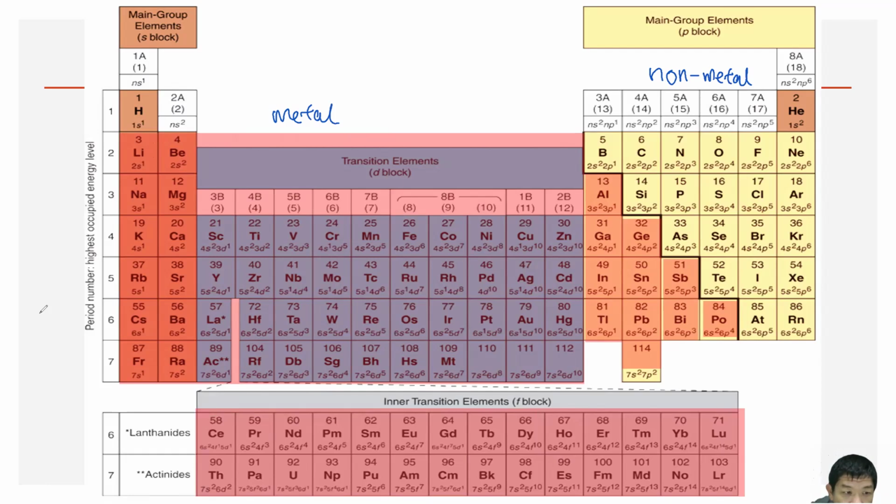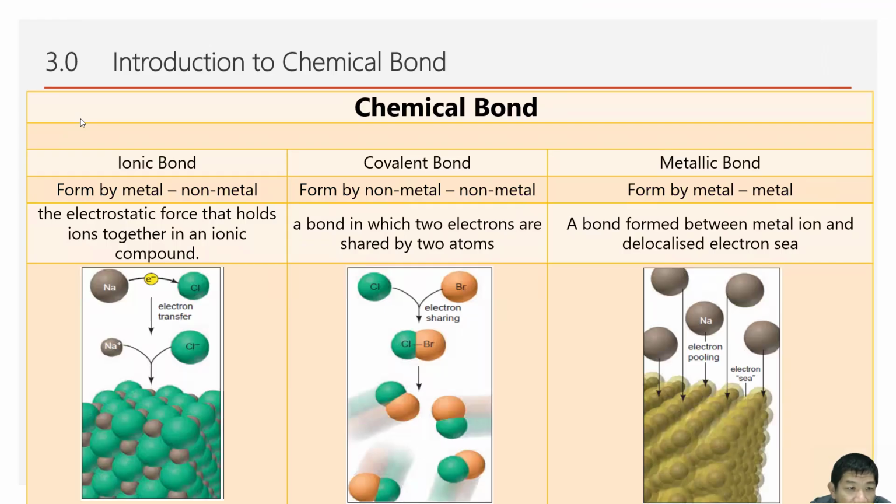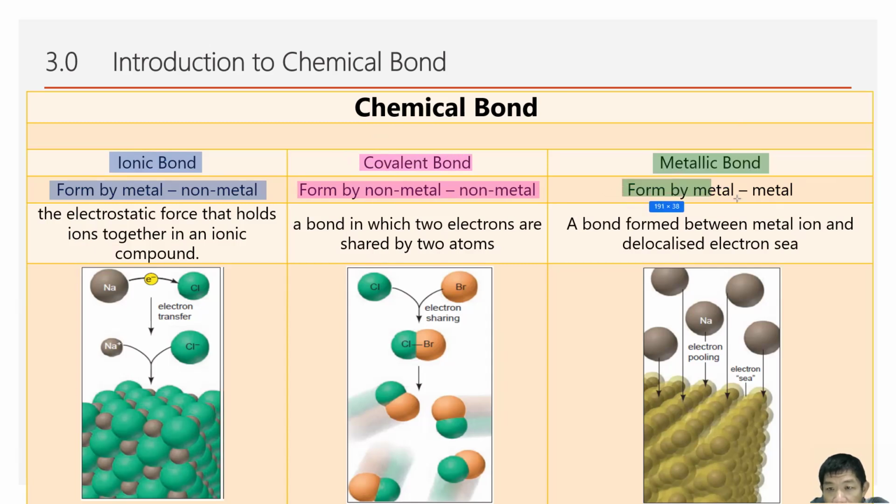Okay, so the distinctive differences in between here: if let's say you have a reaction between metals and non-metals, you form an ionic bond. If it is an interaction between non-metal and non-metal, you form a covalent bond. And if it is between metal and metal, you form a metallic bond. Okay, so what is the difference between these three bonds here?